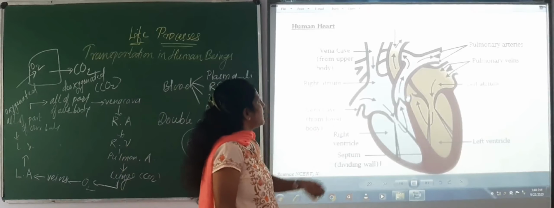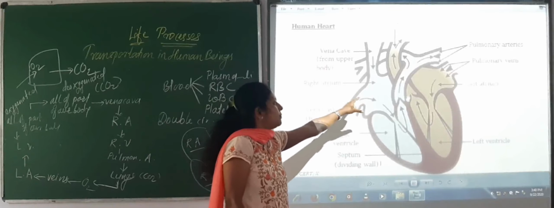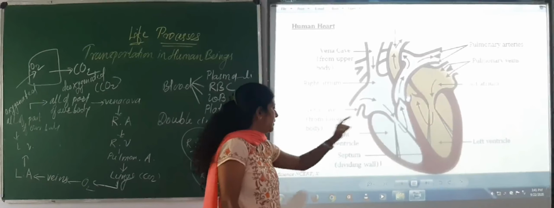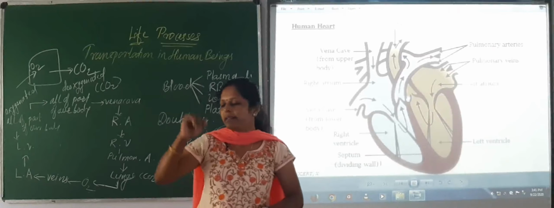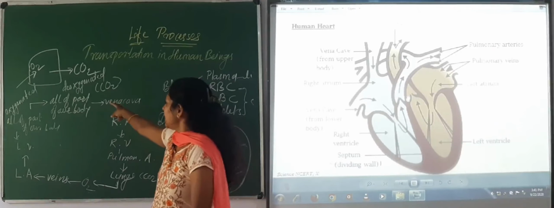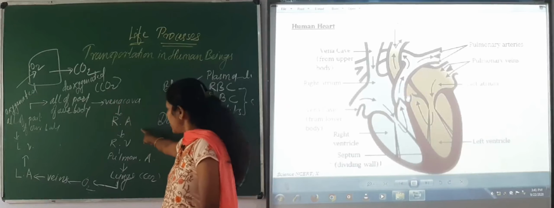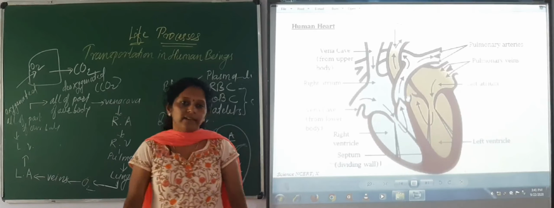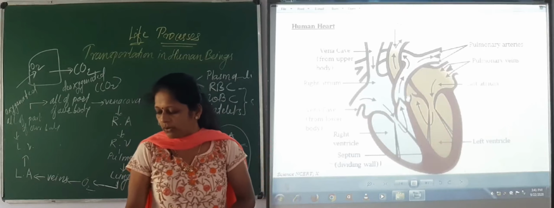That deoxygenated blood from the different parts of our body comes to the vena cava, and from the vena cava to the right atrium, from the right atrium to the right ventricle, and from the right ventricle it goes to the pulmonary arteries, then to the lungs, as I told here. So deoxygenated blood goes from the vena cava to the right atrium, right ventricle, pulmonary artery, then to the lungs. This is called pulmonary circulation.